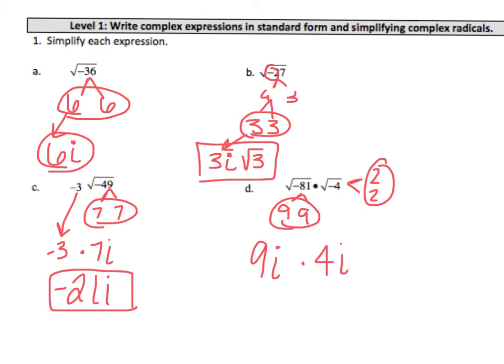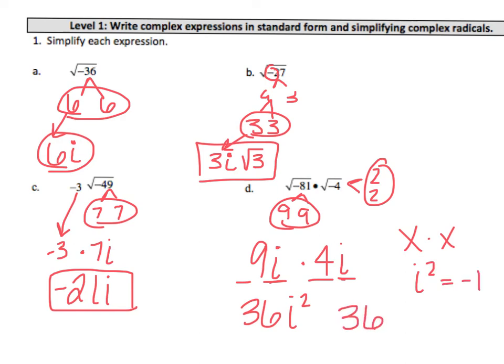And now I can multiply 9 times 4, which is 36. And then i times i is just like multiplying x times x. It's going to be i squared. Now something we'll learn a little bit later is that i squared equals negative 1. So instead of i squared, I can multiply 36 times negative 1 for a final answer of negative 36. Okay, so i squared equals negative 1. That's what you have to remember.